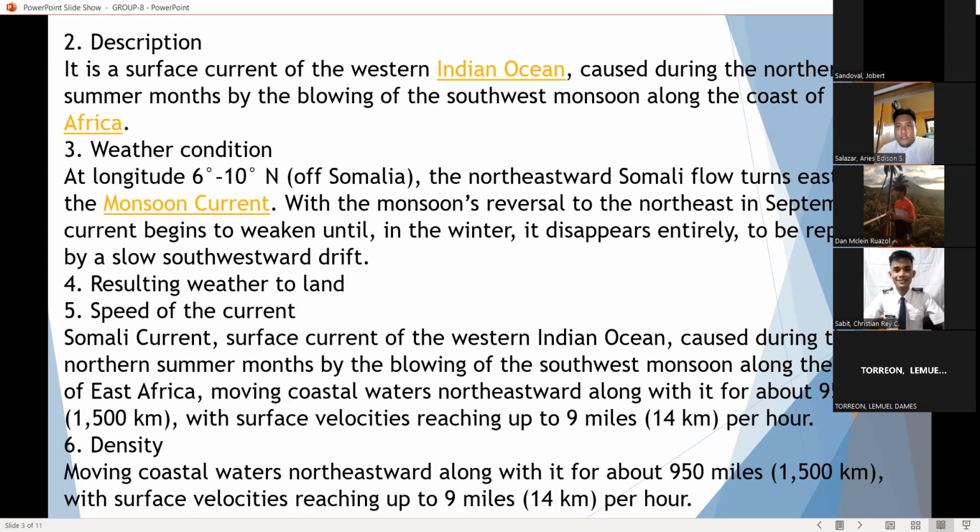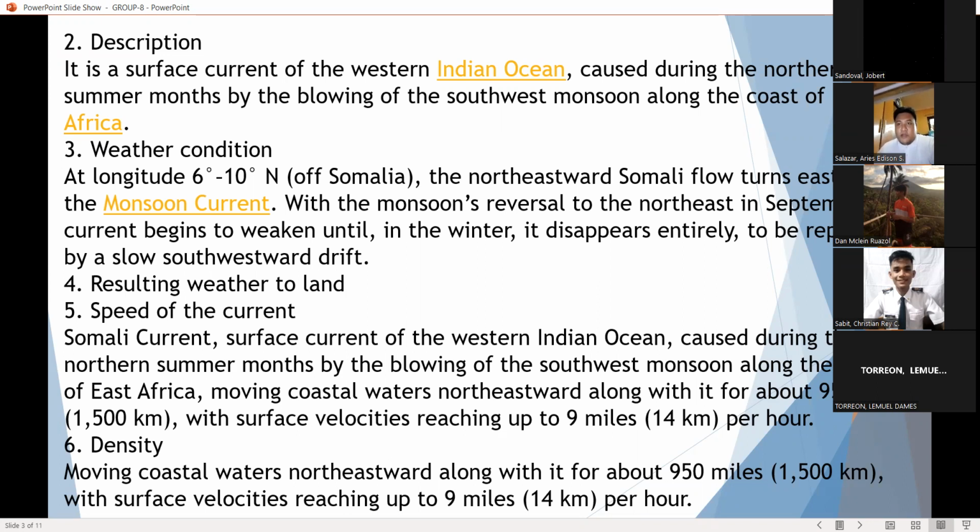And the weather condition of Somali Current at longitude 6 degrees to 10 degrees north of Somalia, the northeastward Somali flow turns eastward at the monsoon current. With the monsoon reversal to the northeast in September, the current begins to weaken until in the winter it disappears entirely to be replaced by slow southwestward drift.